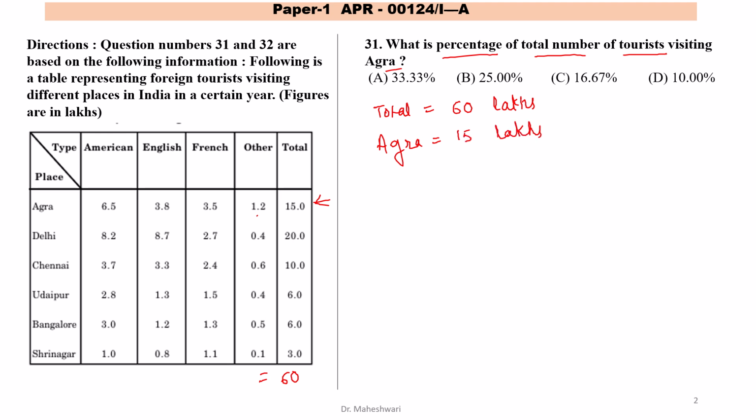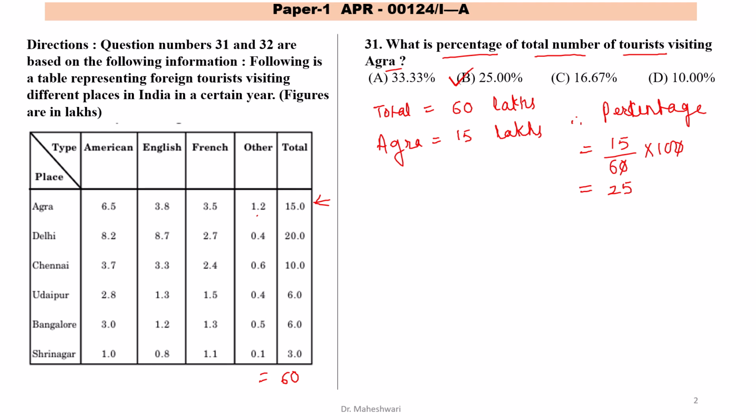Therefore, if you want to find the percentage, it will be 15 divided by 60 into 100. If you cancel them, it comes out to be 25%. Okay students, this way you can solve the question and find out the percentage of visitors visiting. Here they have asked Agra. In the next exam they may ask some different city, and similar questions are asked. At least one question is based on this type. So your answer here is 25.